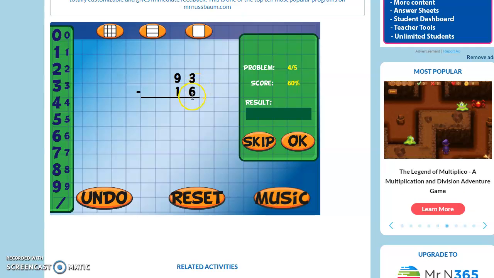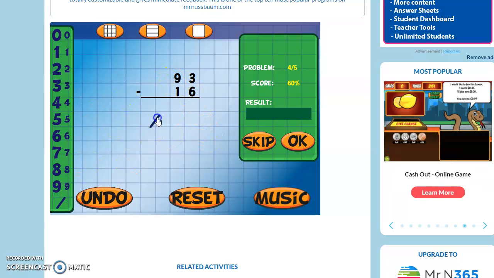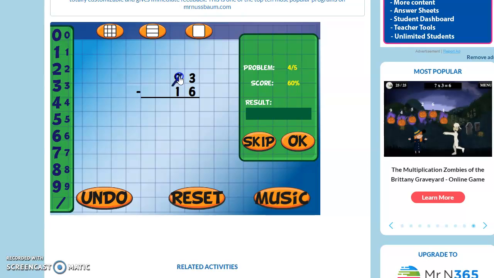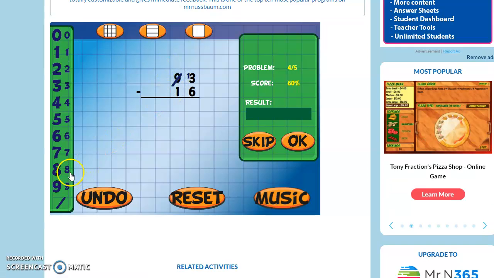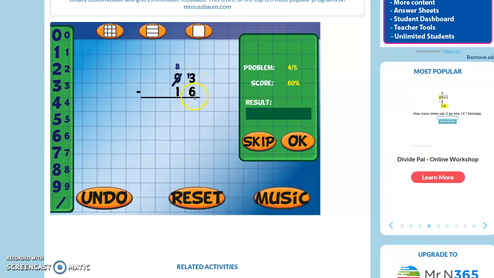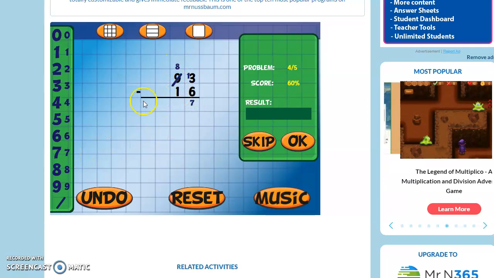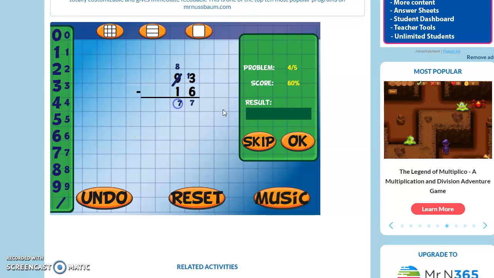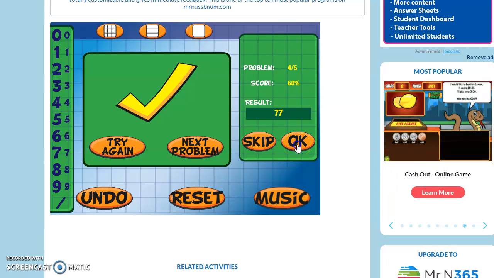Okay, this one, I cannot take 6 away from 3. So I need to go over and I need to regroup. So I don't have 9 tens anymore because I'm shifting a 10 over, which means I'm going to have 13 ones, and I'm left with 8 tens. 13 minus 6 is 7. 8 tens minus 1 ten is 7 tens. So my result is 77. And I'm going to say OK.